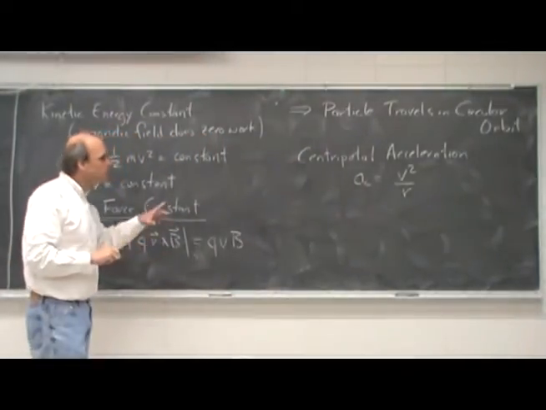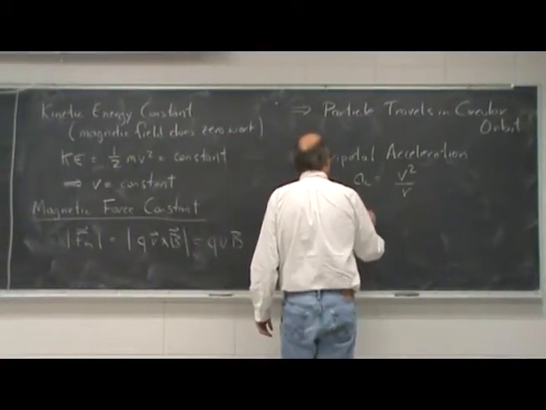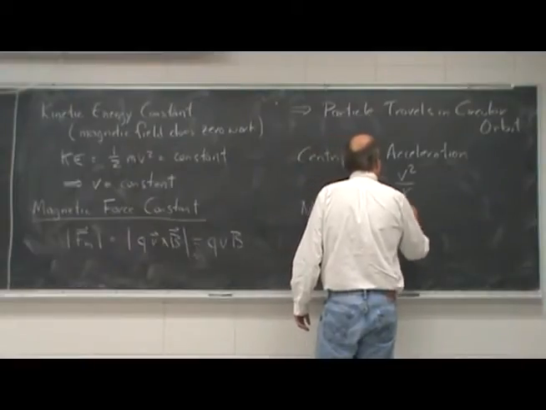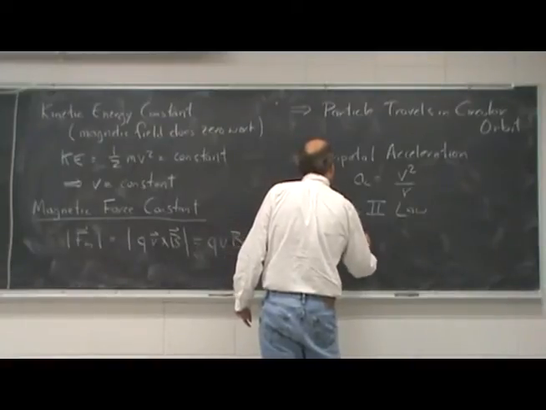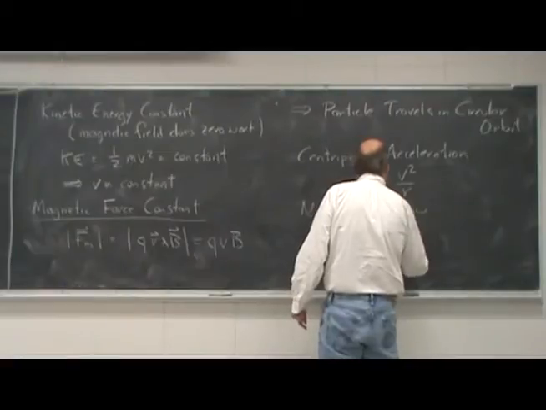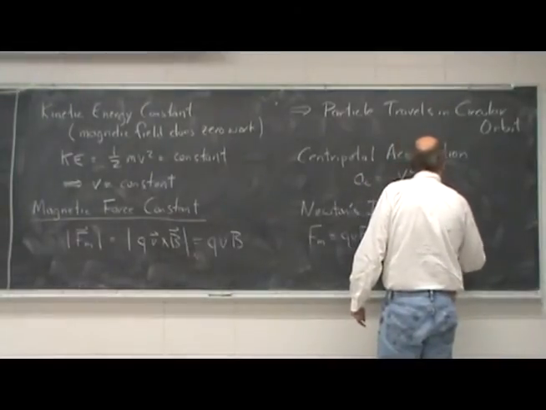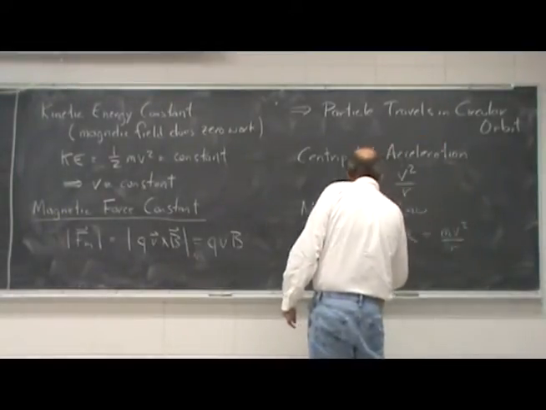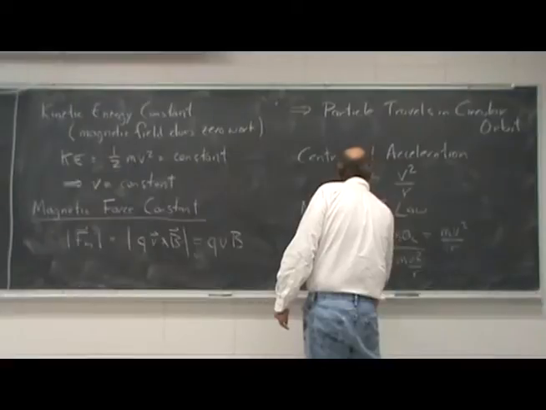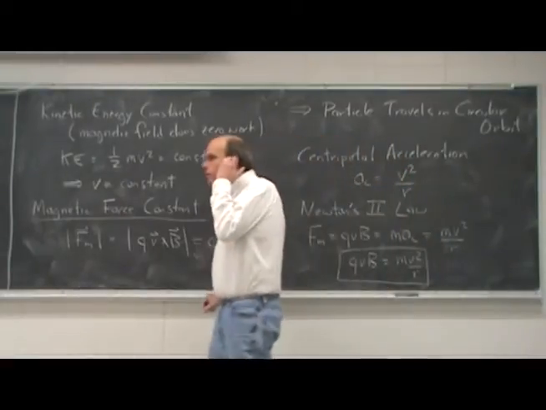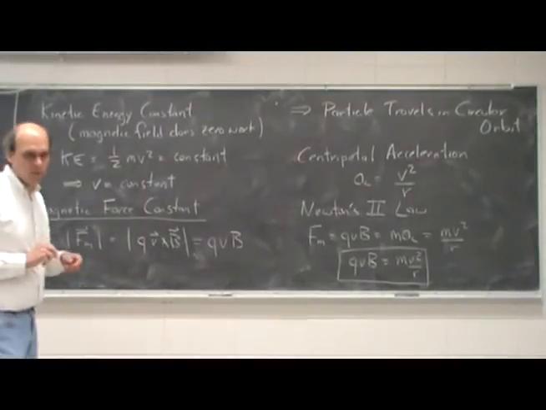So we've got the force, we've got the acceleration, so if we apply Newton's second law, the magnetic force, which is QVB, equals the mass times acceleration, AC, that's mv squared over R. So for a particle moving in a circular orbit in a magnetic field, QVB is mv squared over r, and yes, you can cancel one of the v's out.